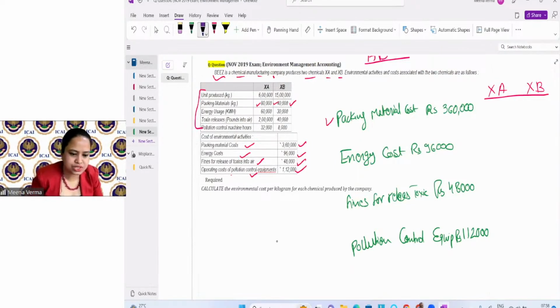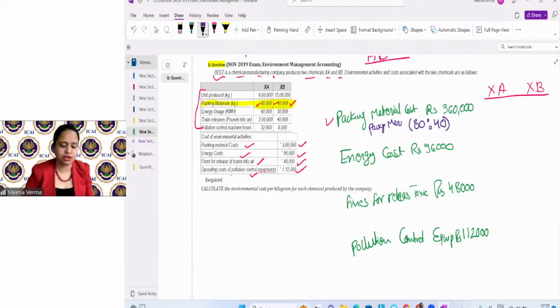Yes. So first is your packaging material cost. That will be this one. So you will use the cost driver here, packaging material, and the ratio will be 80:40. Sorry, we will allocate this entire cost of 3,60,000 in the 8:4 ratio.